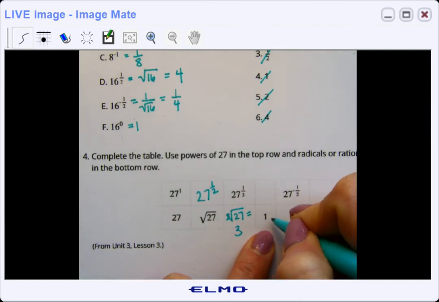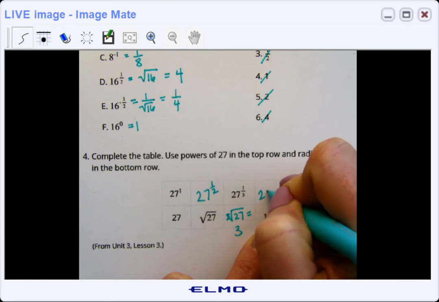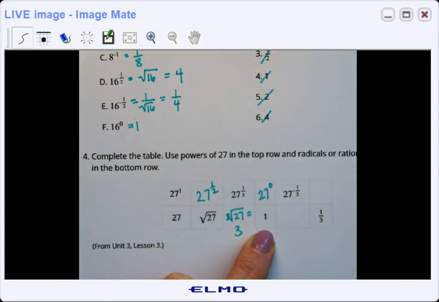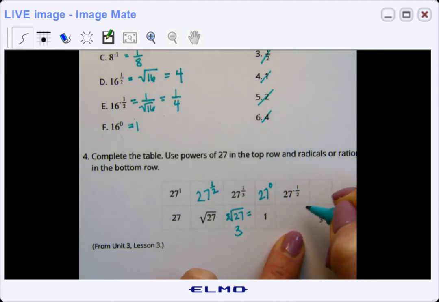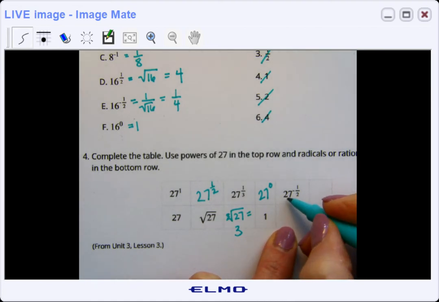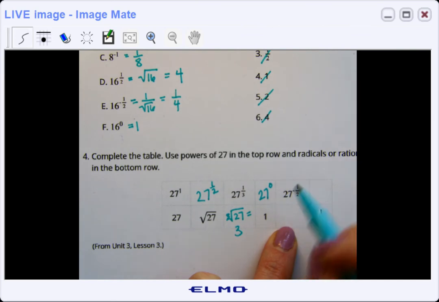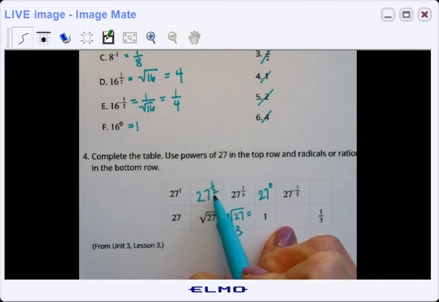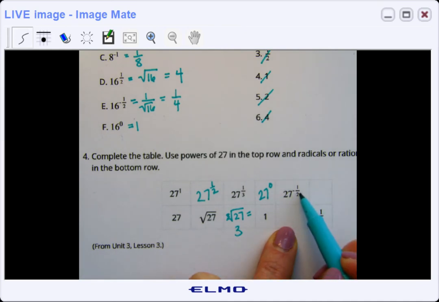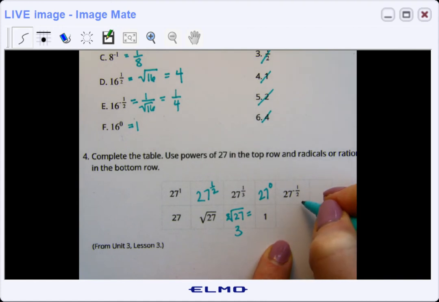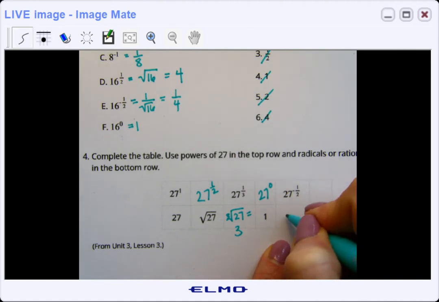How would we have gotten 1 from a power of 27? Well, it must have been 27 to the 0, because any value to the 0 power is equal to 1. And on the next one, 27 to the negative 1/2. So we have 27 to the 1/2 over here, which is equal to the square root of 27. So then to the negative 1/2 is going to be 1 over the square root of 27.